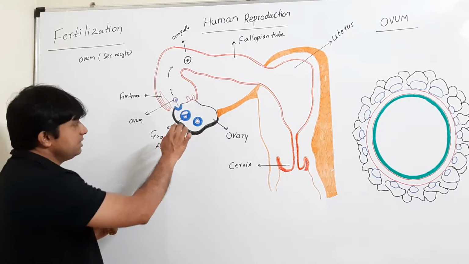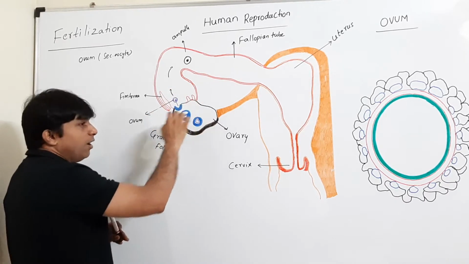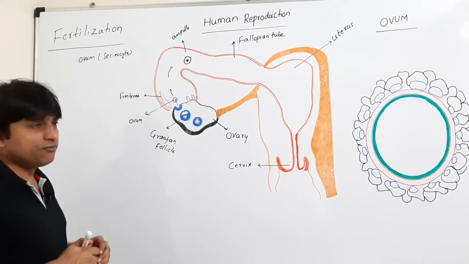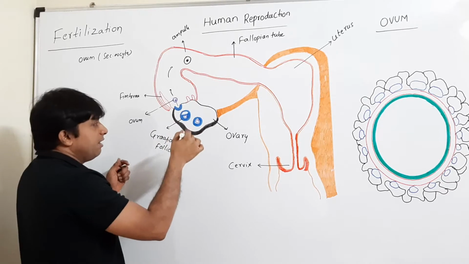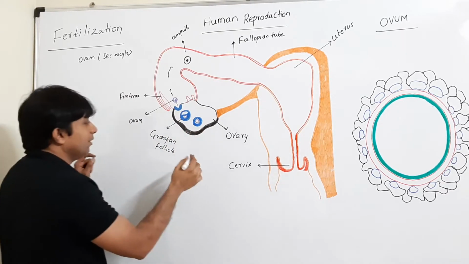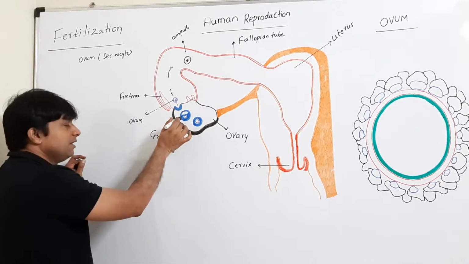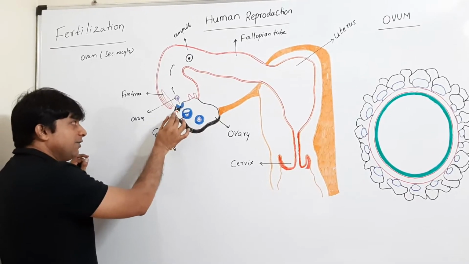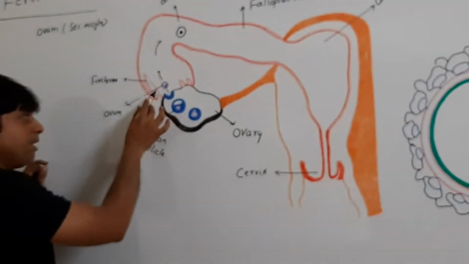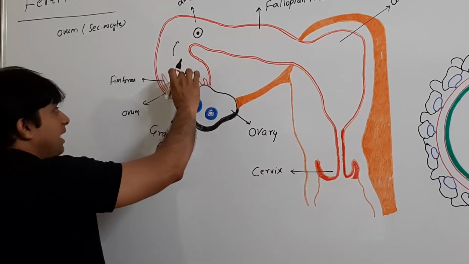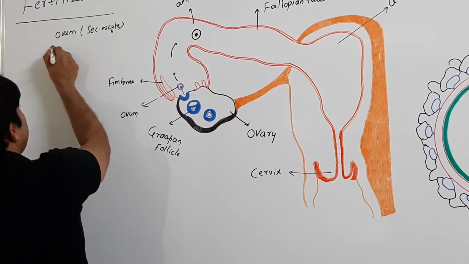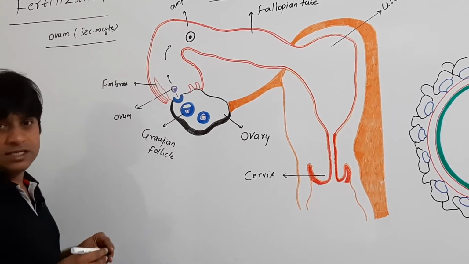Fine. Now inside the ovary there are follicles at various stages of development. There are primary, secondary and tertiary follicles and so on. This is a Graafian follicle. The Graafian follicle ruptures and releases the ovum by a process called ovulation. Fine. What is the ovum that is released? The ovum is called the secondary oocyte.